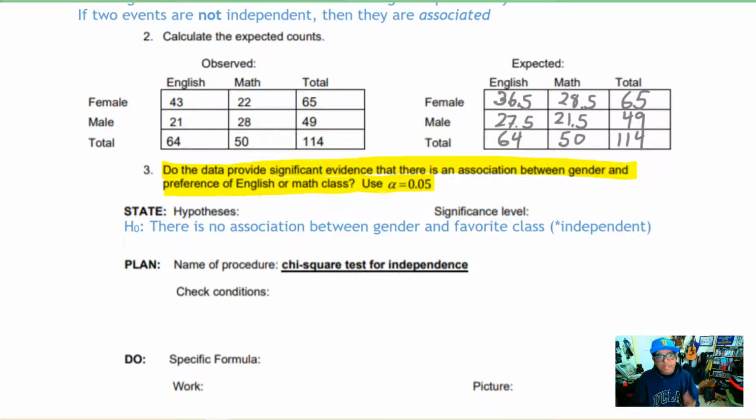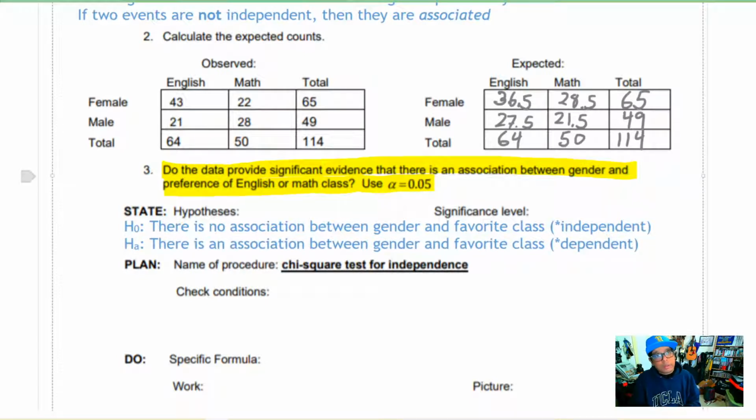Our null hypothesis is there is no association between gender and favorite class. And remember that no association means that gender and favorite class are independent. Alternatively, there is an association between gender and favorite class, which means, of course, that gender and favorite class are dependent. Now, the name of the procedure is a chi-square test for independence. Sometimes that's written as a chi-square test for association. They are the same test because association and independence are opposites of the same concept.